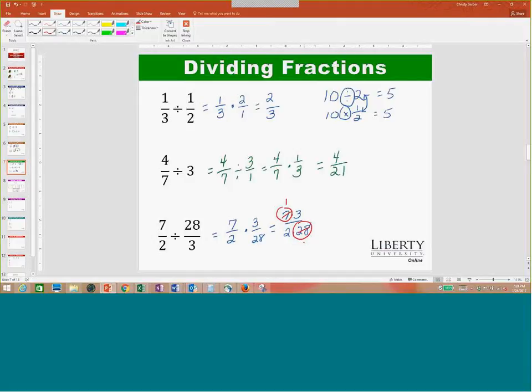7 is a factor of 7. It goes into 7 once and into 28 4 times. So I've got 1 times 3, or 3, in the numerator, and 2 times 4, or 8, in the denominator. You could also just go ahead and multiply to get 21 over 56 and then divide by 7 and simplify the fraction that way. Either way you want to do it. All right, that's multiplying and dividing fractions.